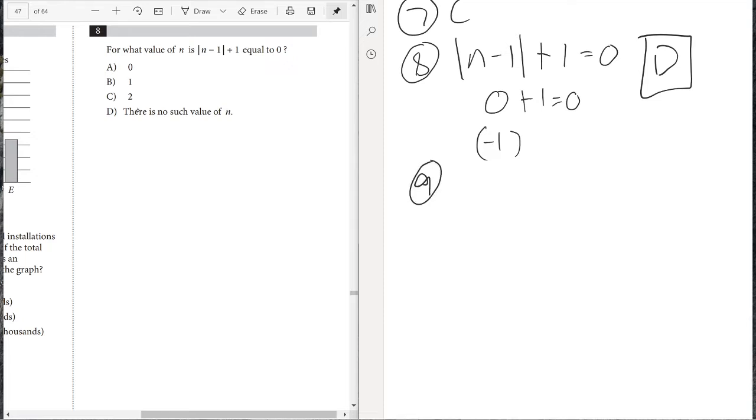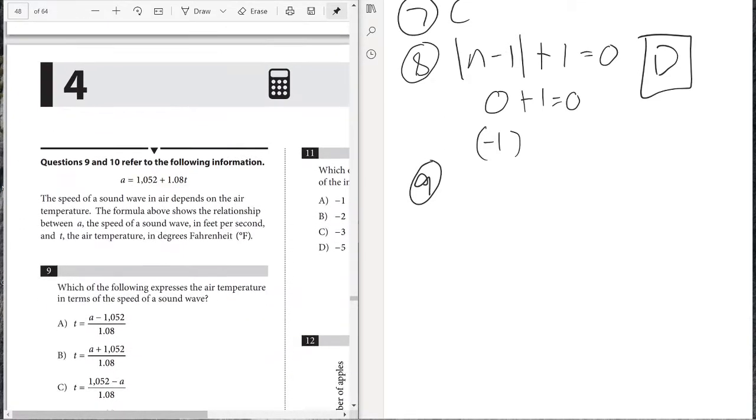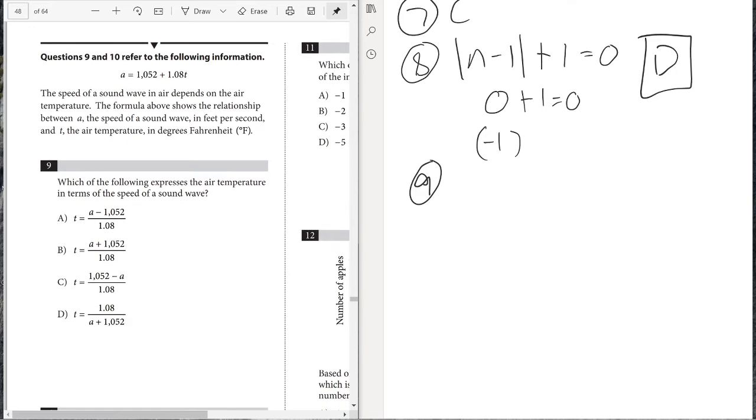All right. Tricky, tricky. Number 9 and 10, we're following this information. A equals 1052 plus 1.08 T. The speed of sound in the air depends on the temperature. T for temperature, I'm assuming. Yep, T for air temperature. A for the speed of the sound wave, which is weird because A normally stands for acceleration. Which of the following expressions? Oh, the air temperature. I didn't read the first part. Okay, so we just need to solve for T. It'd be A minus 1052 over 1.08. So that looks like A so far. Yeah, it's A.